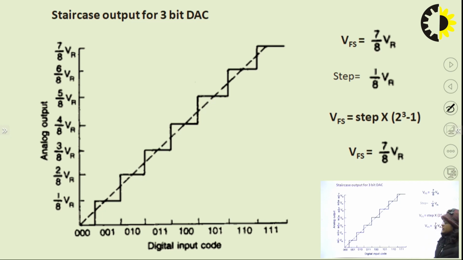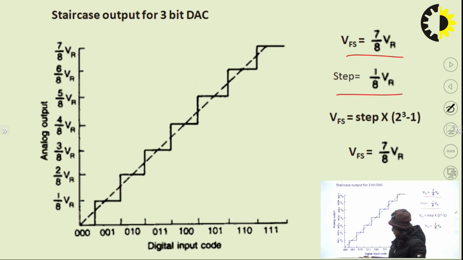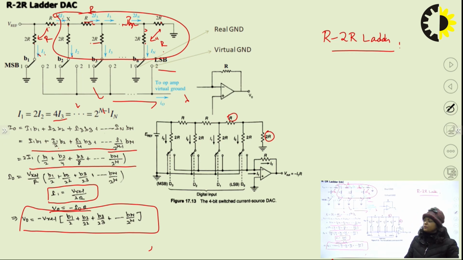Before that we will take an example. Consider the full scale output as 7 by 8 VR. The step size is 1 by 8 VR and the full scale value can easily be converted to number of steps multiplied by step size, that is 2 to the power n minus 1. So this is the staircase value for the digital input. Okay, so now we move towards another DAC, the R2R ladder.